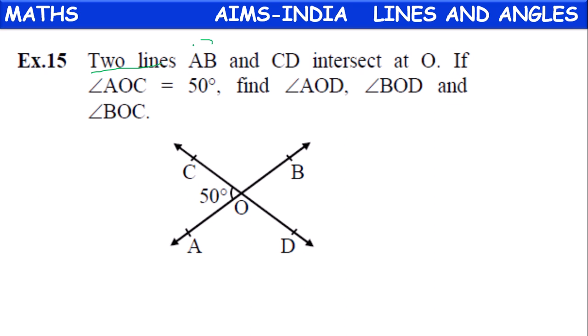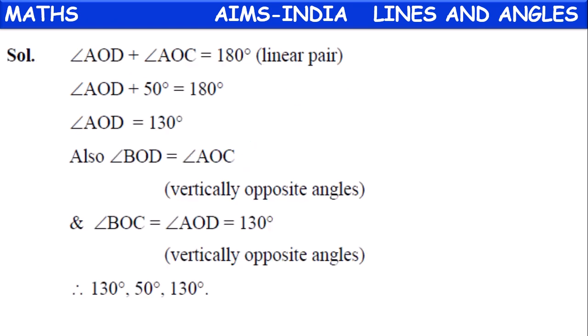So two lines AB and CD intersect at O. If AOC is equal to 50 degrees, find AOD. AOD how much? BOD how much? BOC how much? One angle given, three angles we have to find.